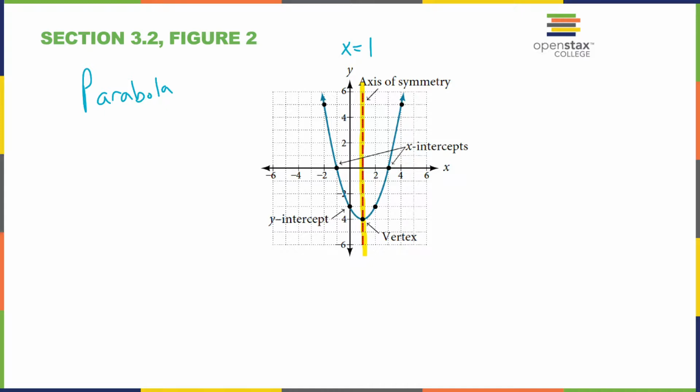Our last key point here is going to be the y-intercept. The y-intercept is where our parabola crosses the y-axis. So it's the same as when we talked about it as far as our lines went.